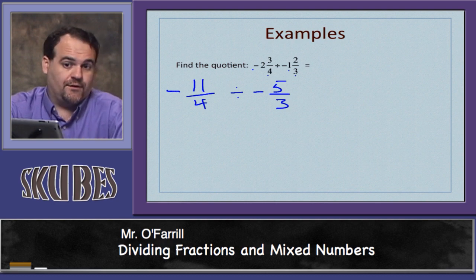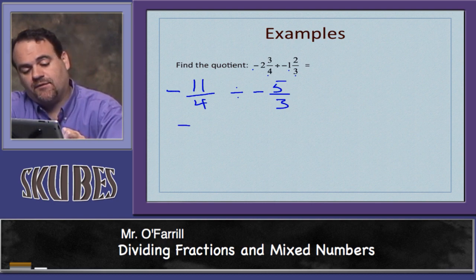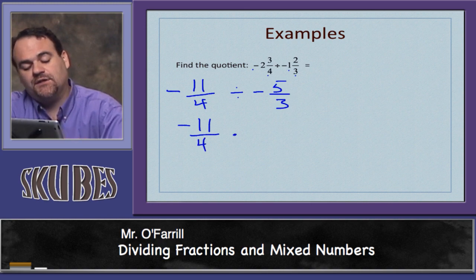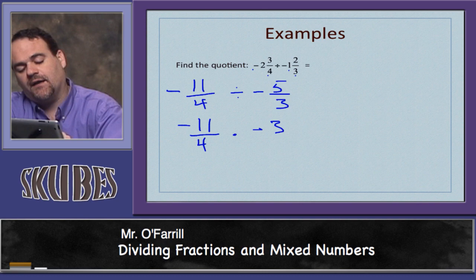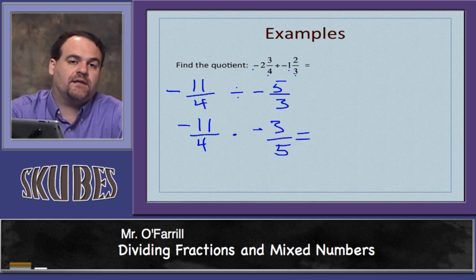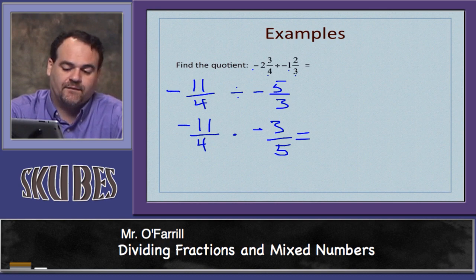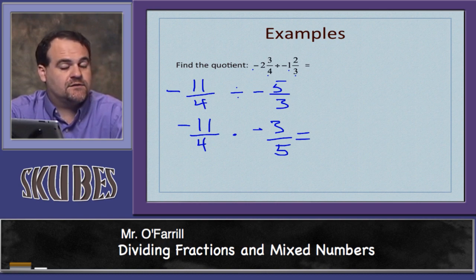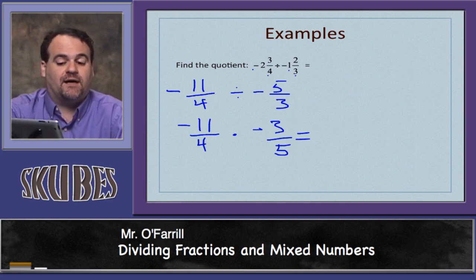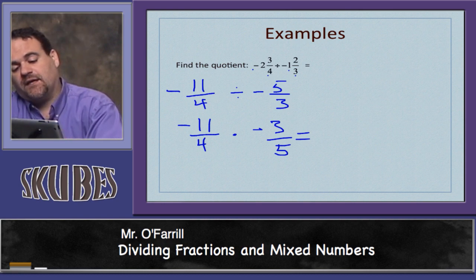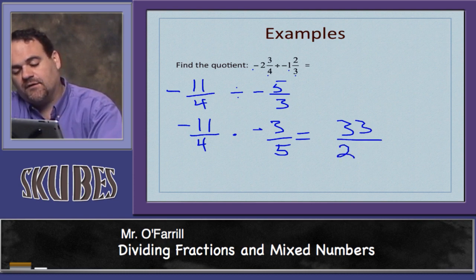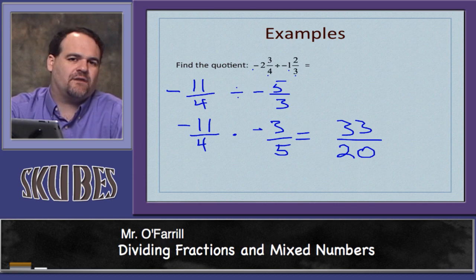Now we can do the new part, which is to keep the first fraction the same, change division to multiplication, and multiply by the reciprocal. There's nothing in common, anything on the top to the bottom. We have a negative times a negative, same signs. It's going to be a positive answer. 11 times 3 is 33. 4 times 5 is 20. Let's go ahead and leave the answer that way. 33 over 20.